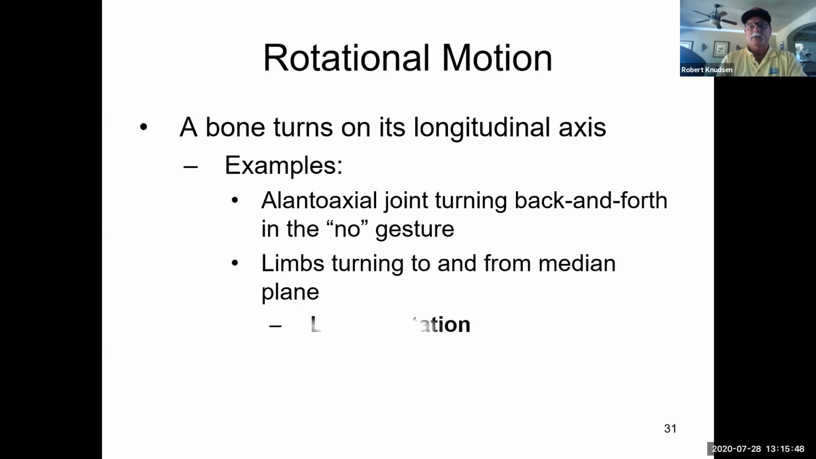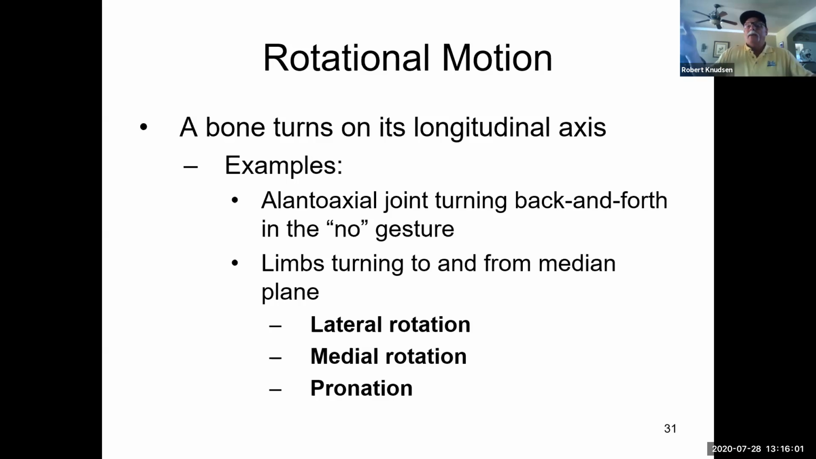Limbs turning from medial, lateral rotation, medial rotation, pronation. Okay? Anatomical position, you can't see me right now. Maybe back up. Let me see if I can back up. Anatomical position, my hand is like this at my sides. Okay? So when I do this, flip my hand over, so my palms are pointing backwards.